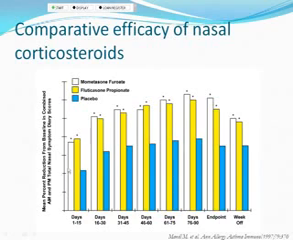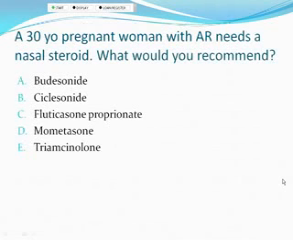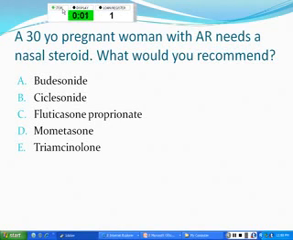This slide just basically shows you that for the most part nasal steroids are fairly equivalent. So this is data comparing fluticasone propionate, which is very commonly used, as well as mometasone. And you can see that they have pretty similar improvement in total nasal symptom scores over a long period of time, and that can be sustained. So, question for you guys: 30-year-old pregnant woman with allergic rhinitis needs a nasal spray. What would you recommend? So I am going to start, and I want to see what you guys think.